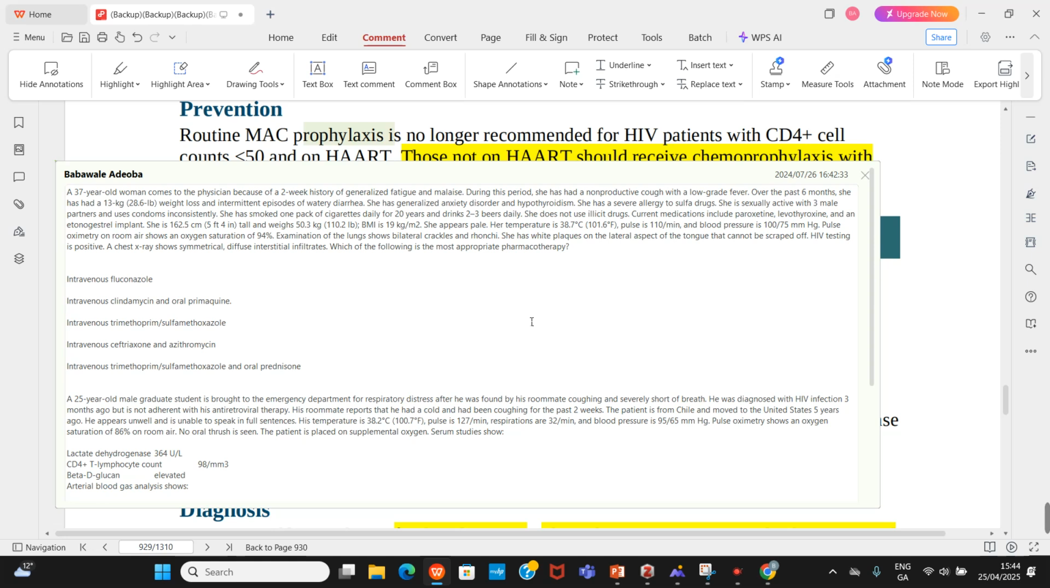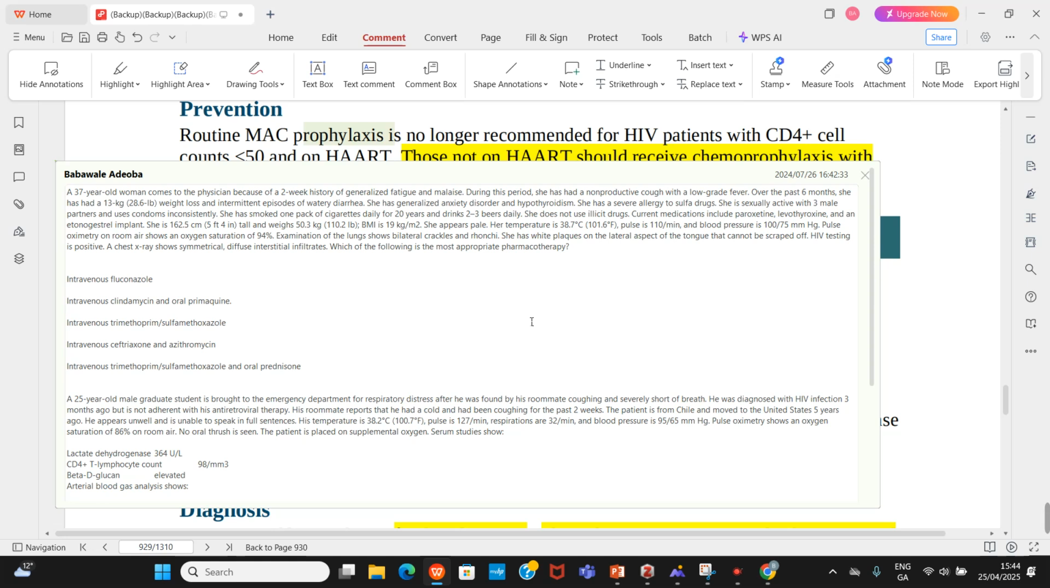Pulse oximetry on room air shows oxygen saturation of 94. Examination of the lungs shows bilateral crackles and rhonchi. She has a white plaque on the lateral surface of the tongue that cannot be scraped off. HIV testing is positive. X-ray shows symmetrical diffuse interstitial infiltrates. Which of the following is the most appropriate pharmacologic treatment for this patient?